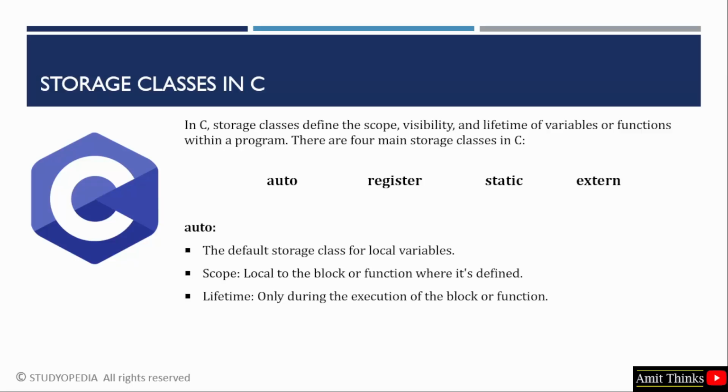The default storage class for local variables is auto. Variables are allocated memory on the stack. Variables are initialized automatically with garbage values. The scope is local to the block in which they are defined, and it exists till the control remains within the block.